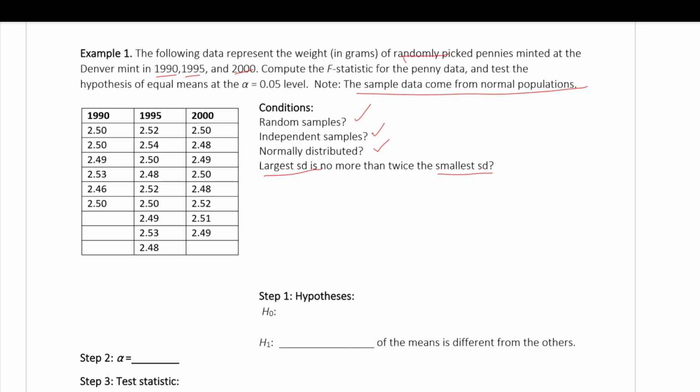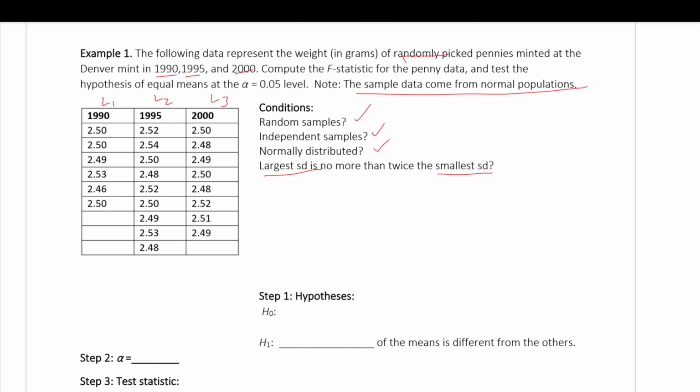Okay, so that means we have to actually run our data. This will be our first list, list 1, list 2, list 3. And just calculate the sample standard deviations just to check for this. Okay, and then we can proceed with the problem.